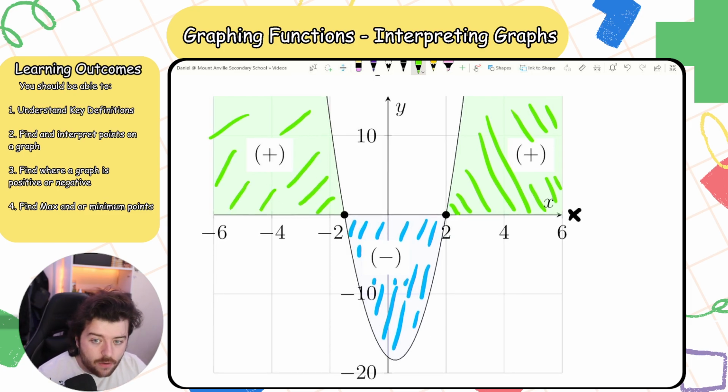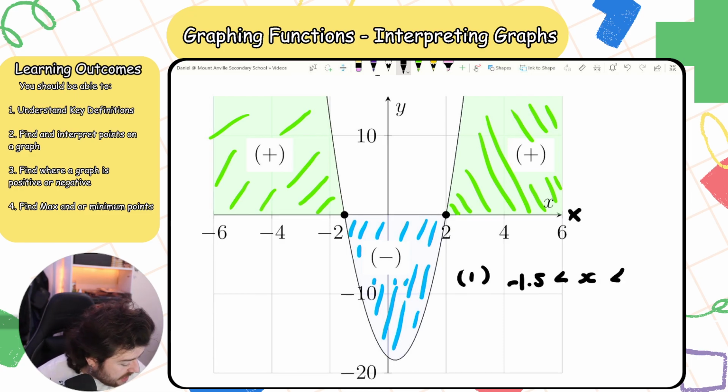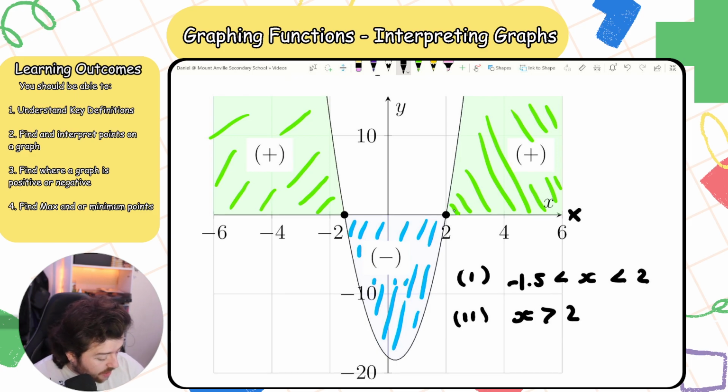So how can I say where it's negative? Well, I can say it's negative when x is greater than this number but less than this number. So when x is greater than minus 1.5 but less than 2, it's greater than this point but less than 2. Then the graph is positive when x is greater than 2. So when x is greater than 2, the graph is positive. And when x is less than minus 1.5, then my graph is positive again.